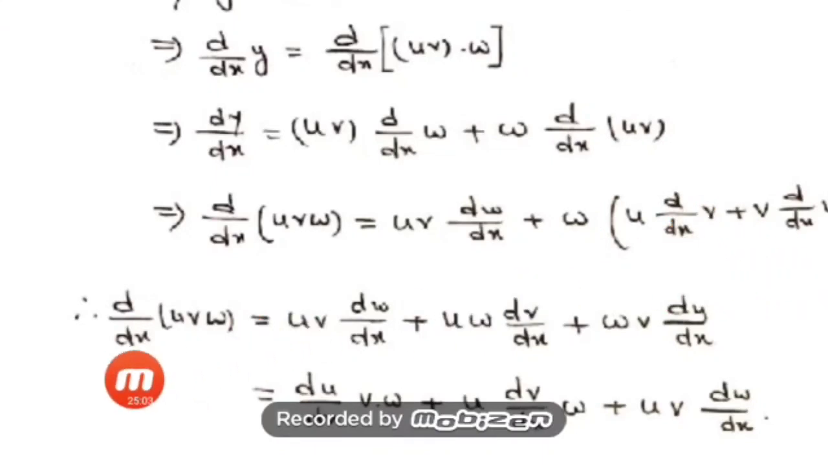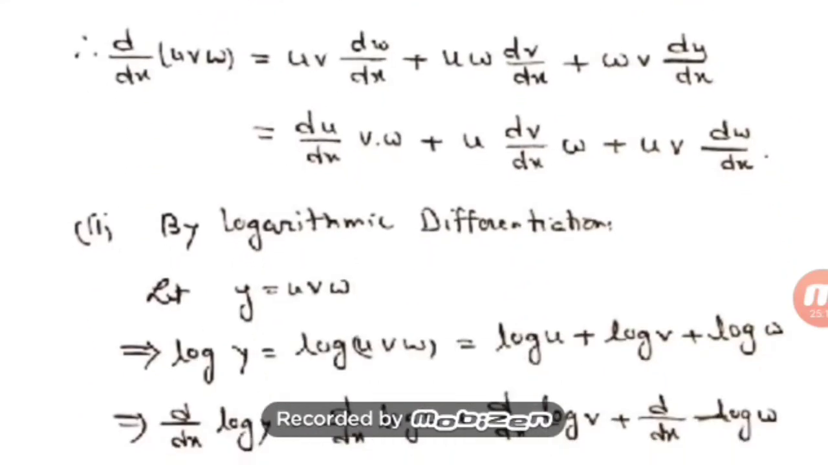Then what is d/dx of uvw? uv dw/dx, again opening the bracket, wu dv/dx and wv du/dx. Okay, and just written as it is given in the question, du/dx, that is the first term, vw. Then dv/dx I have written vu dv/dx w. Then uv and dw/dx. So the first part is completed, the first way, that is the repeated application of the product rule.